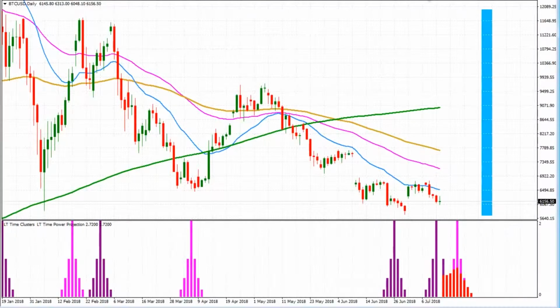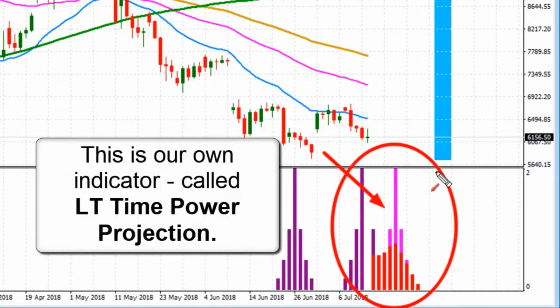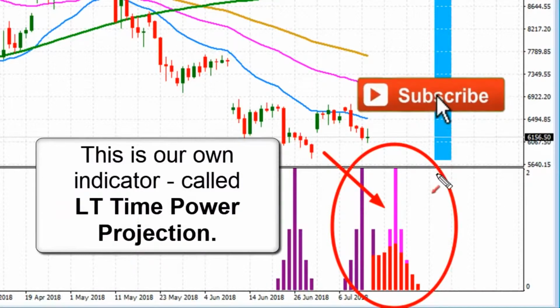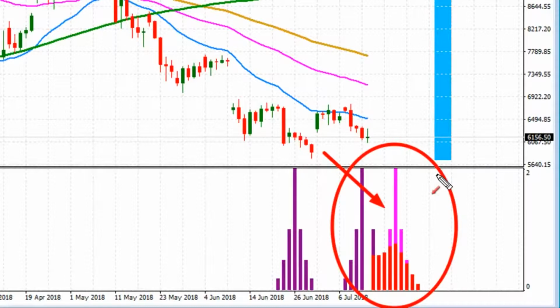Now let's take a look at this chart of Bitcoin here, and you're probably wondering, what is this massive cluster, this red cluster you see here? Okay, this is a specific indicator that I created some time ago now, last year, and it's called the LT Time Power Projection Indicator. Sounds like a bit of a mouthful, but let me explain to you what it is.